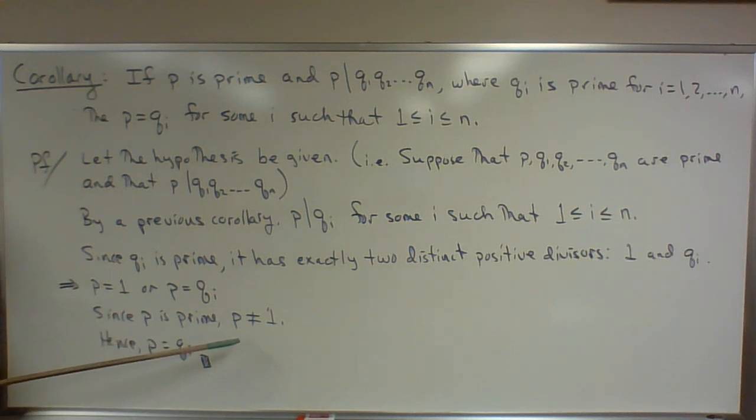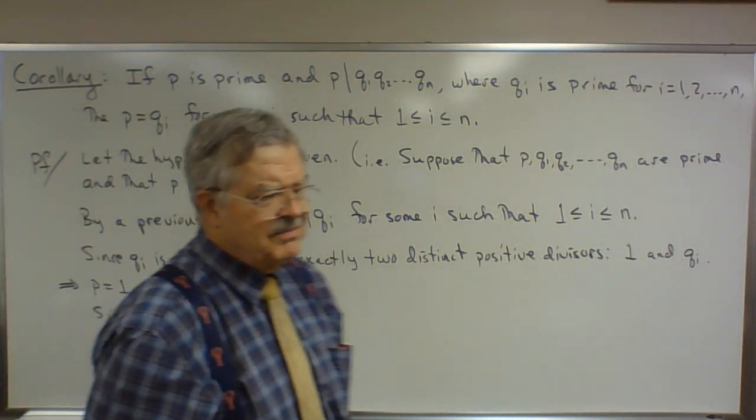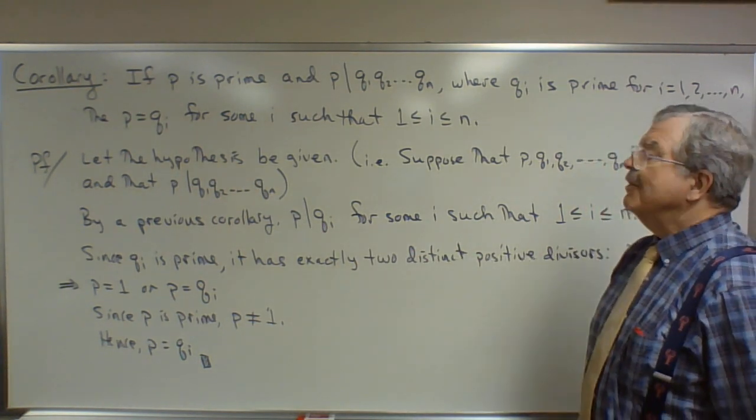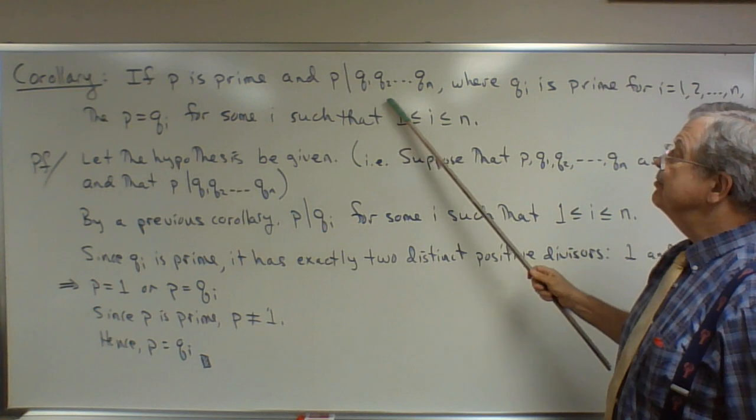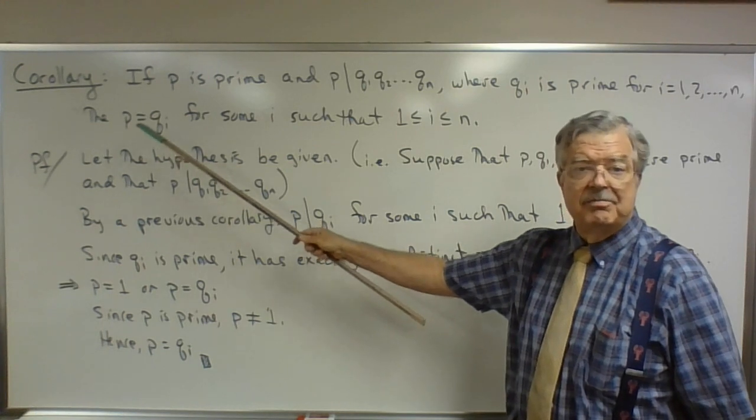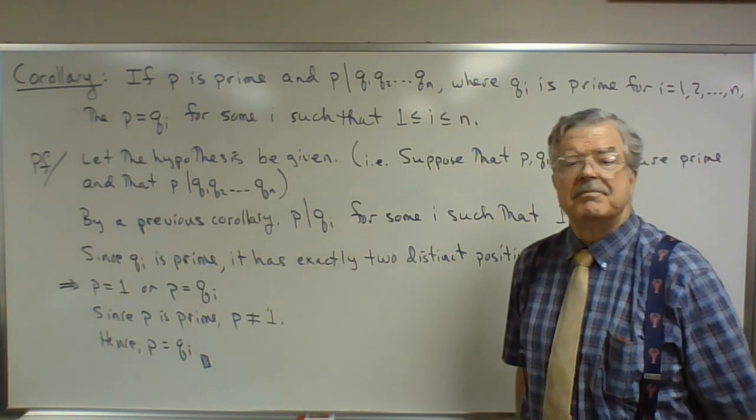Since P is prime, P can't be 1. A prime number has to be at least as great as 2. A prime number can't be 1. So, since P is prime, P is not 1, here's the only other alternative: P is equal to Q sub i. So again, our lemma says, is this a lemma or a corollary? A corollary. Our corollary says if P divides the product of primes, then P equals one of those primes. That may come in handy.